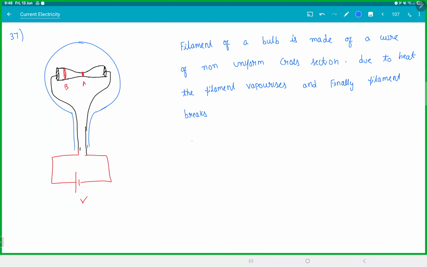So first question. During this process, how does the brightness vary? Options will be like this. The brightness will increase, increase, increase, and then suddenly stop. The brightness will decrease. The brightness will increase and decrease. Or the brightness will decrease and increase, something of that sort. How does the brightness vary?